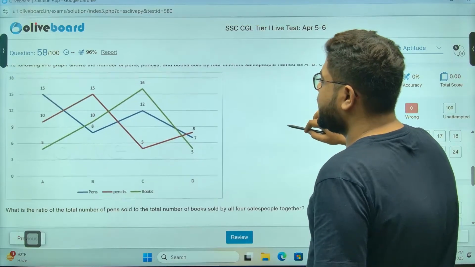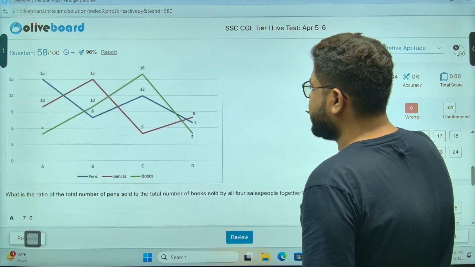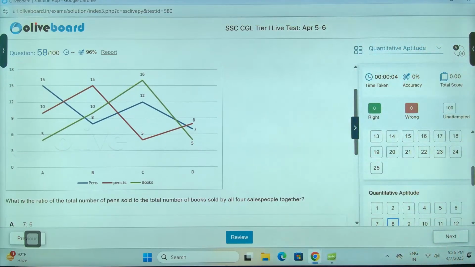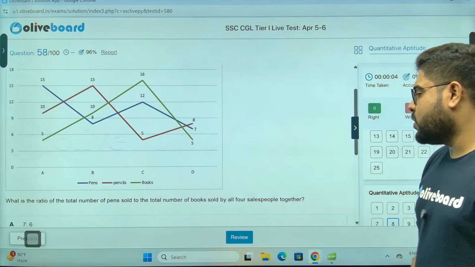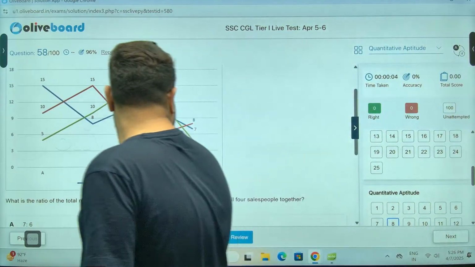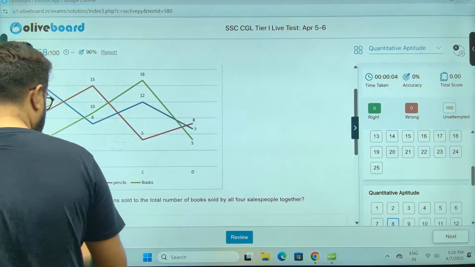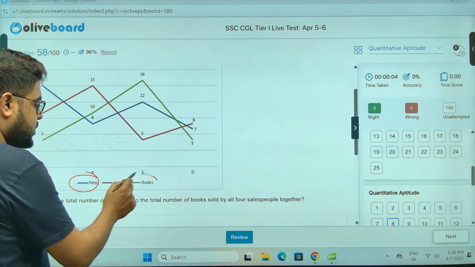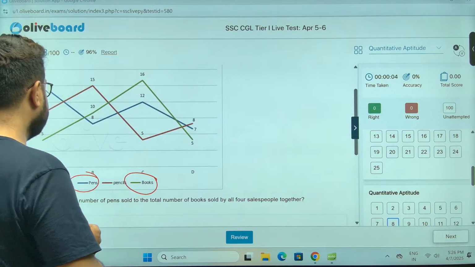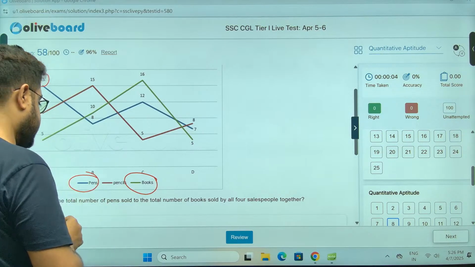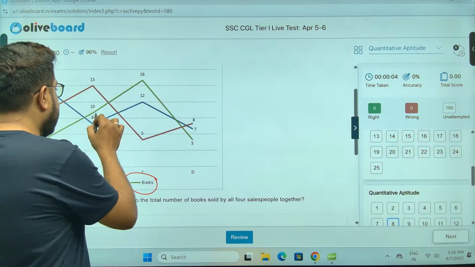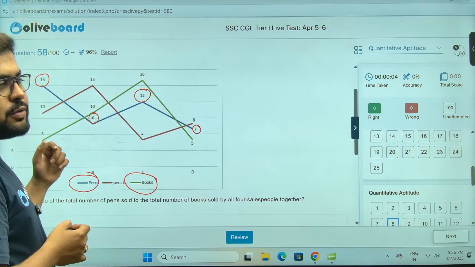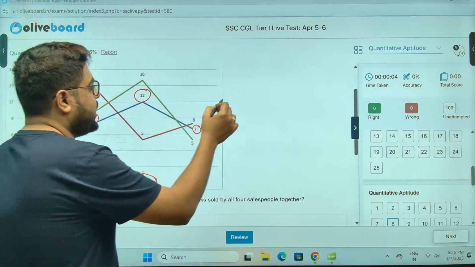Next one. Line graph, pens, pencils, and books. What is the ratio of the total number of pens sold to the total number of books sold by all four salespeople together? Pens is blue, and books is this green one. So blue means 15, 8, 12, 7. So 8 and 12, 20, 35, and 7 is 42.